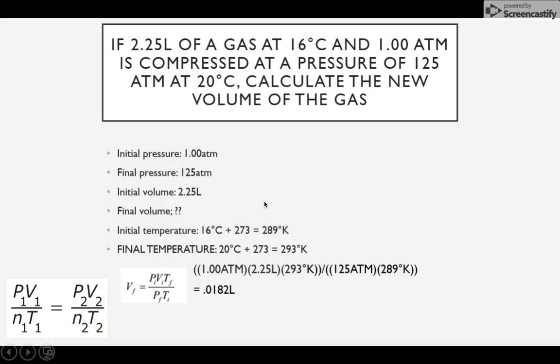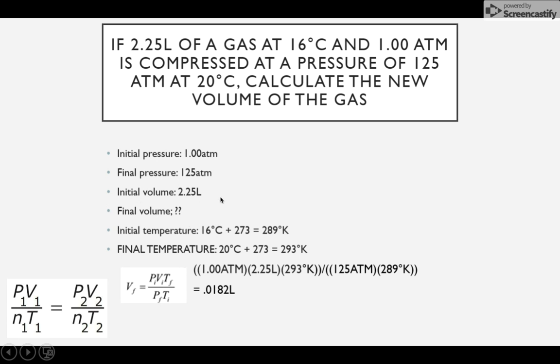So this is another example problem that's a little bit more complex than the last one that we did. If we have 2.25 liters of a gas at 16 degrees Celsius and 1 atmosphere that is compressed to a pressure of 125 atmospheres at 20 degrees Celsius, calculate the new volume of the gas. So here we're going to use these equations. We have our initial pressure, which is 1 atmosphere. We have our final pressure, which is 125 atmospheres. Our initial volume is 2.25 liters, and we're trying to find our final volume.